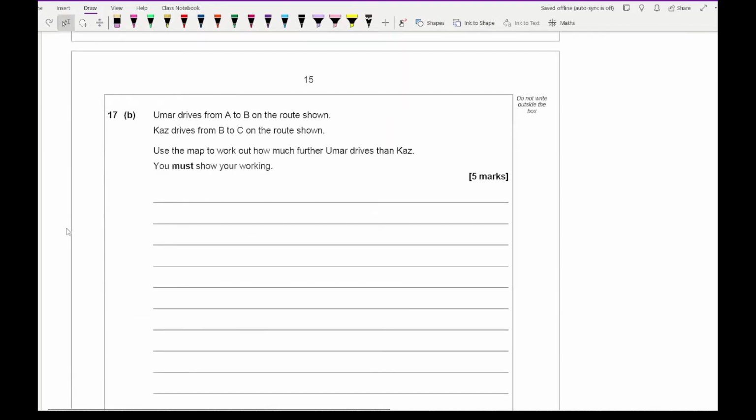Then with question 17b, it says Uma drives from A to B in the route shown and Kaz drives from B to C in the route shown. Use the map to work out how much further Uma drives than Kaz, and you must show your working out. Obviously it's going to be based on how the question is presented to you, whether it's in an A5 booklet or A4. But generally speaking, if it's the official paper, printed on A4, then the total length that Uma drives between 6.3 and 6.7 would be tolerable, but the actual answer you should have is 6.5 centimeters.